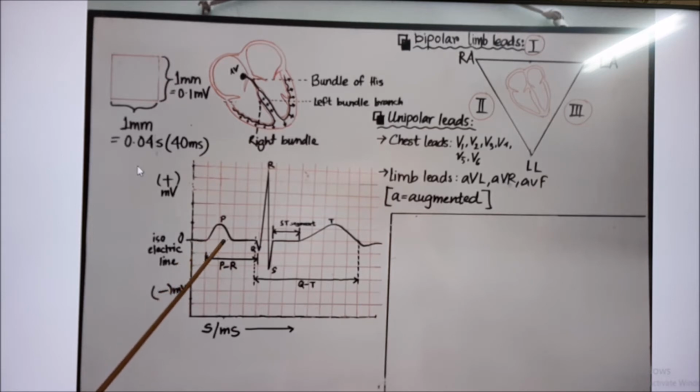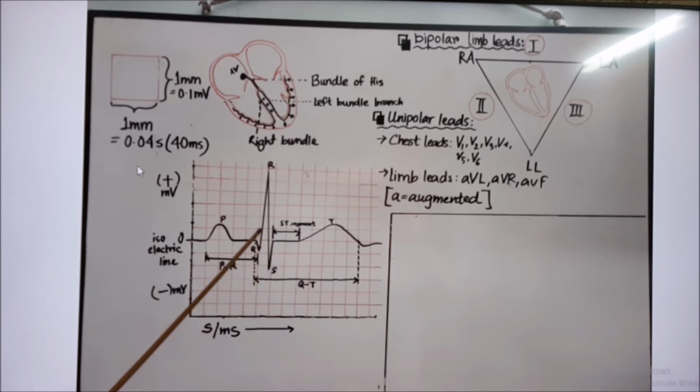Now you have seen there is some upward deflection and some downward deflection. This is the negative, the Q and S. Upward deflections are the P wave, R wave, and T wave. And downward deflections are the Q wave and S wave.